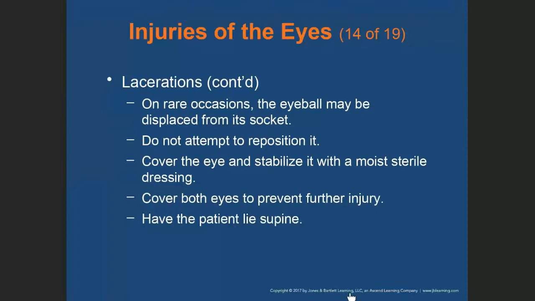On rare occasions, the eyeball may be displaced from its socket. Do not attempt to reposition it. Cover the eye and stabilize it with moist, sterile dressing. Cover both eyes to prevent further injury and have the patient lie supine.